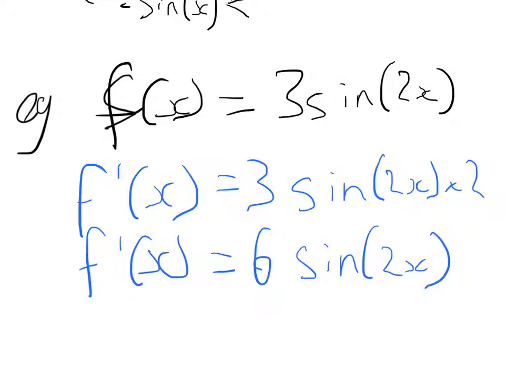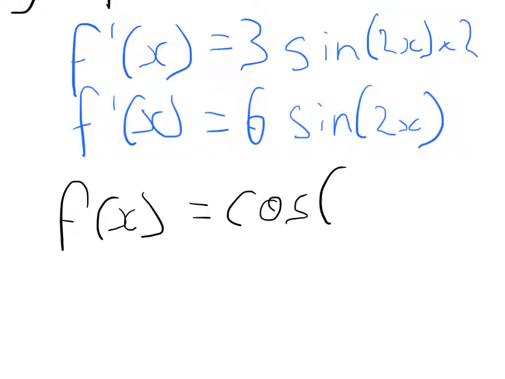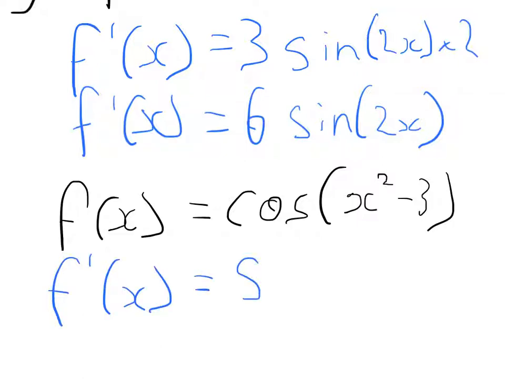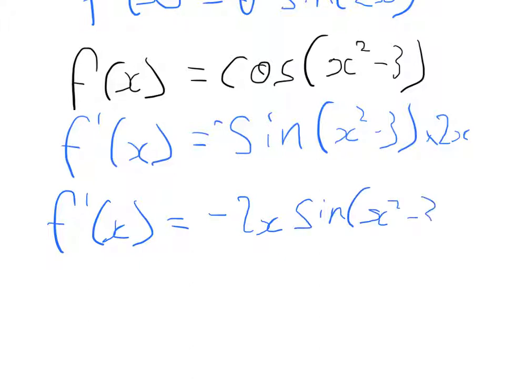Right, another one. If we had f of x equals cos of x squared minus 3, then f dash of x would be negative sine of x squared minus 3 times differentiating the inside, 2x, or f dash of x equals negative 2x sine of x squared minus 3.